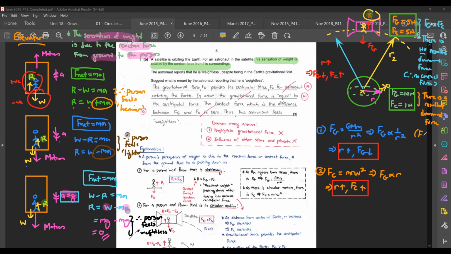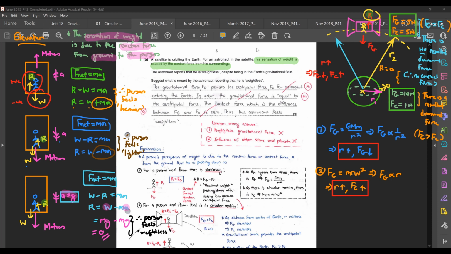This one here is where your Fg is more than Fc, so there's a resultant downward force. But for the one above, Fg is equals to Fc, there's no resultant downward force because all your gravitational force has been used as your centripetal force. There's no resultant downward force. There by right should not be any contact force. So this one means that your R is 0. Okay, that would explain why your person standing on the satellite actually feels weightless.